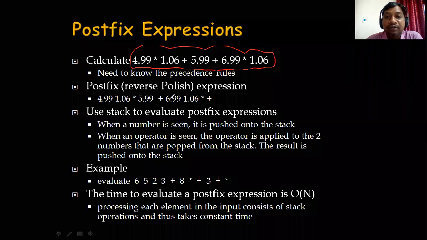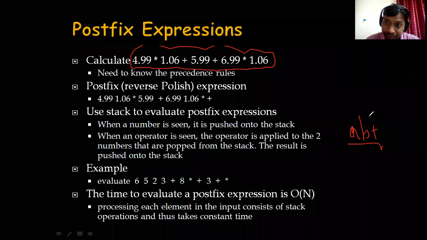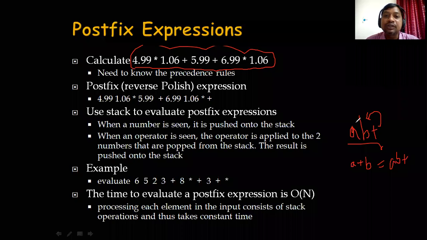In postfix form, the operands come first, followed by the operator, like A, B, followed by the operator. This is what we call postfix. The operator is applied on its preceding two operands. That means if there is an infix expression A plus B, then its corresponding postfix expression is AB plus. The operator comes after the operands. I hope you understand the notations.